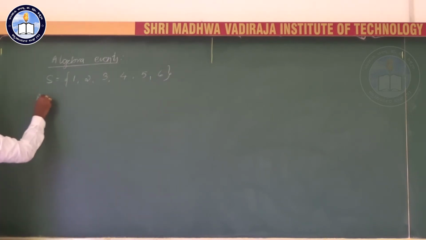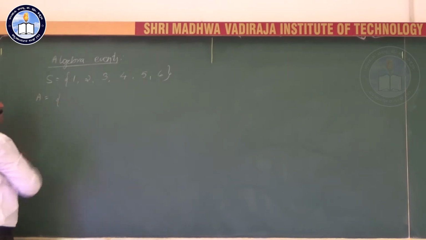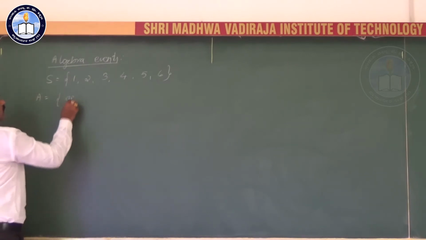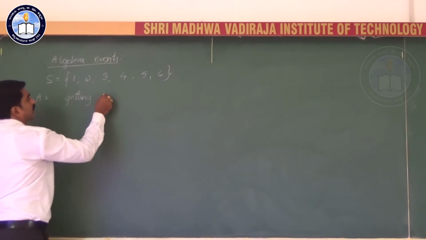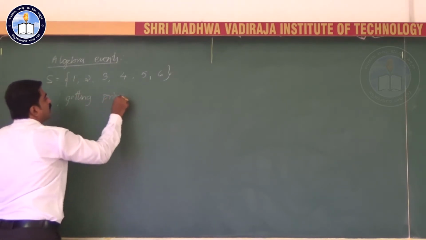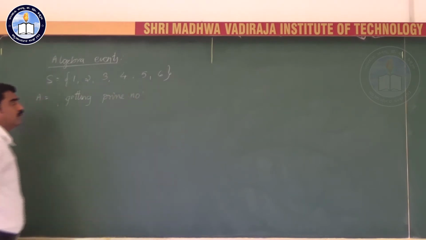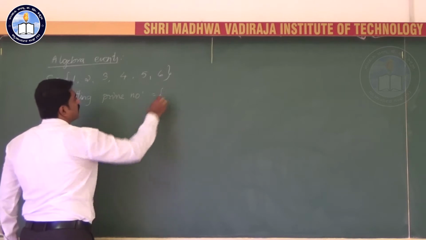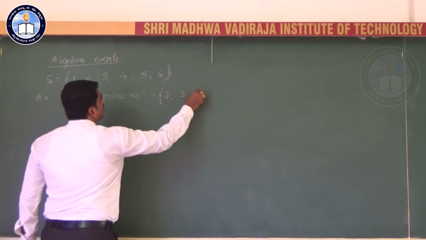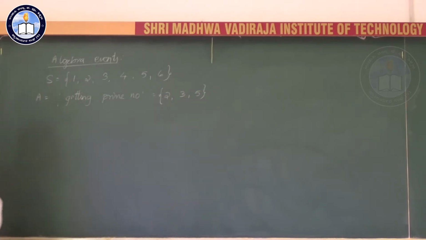And let me consider an event A, that is getting a prime number. So we know what the possibilities are for getting a prime number: 2, 3, 5 are the prime numbers, right?